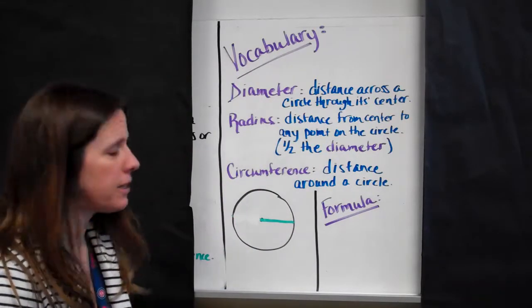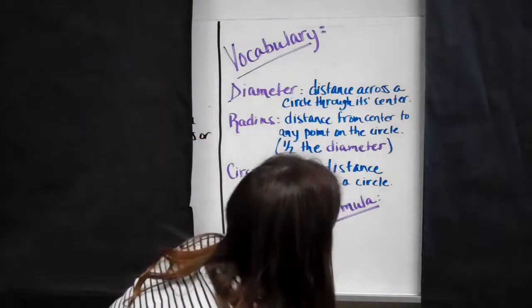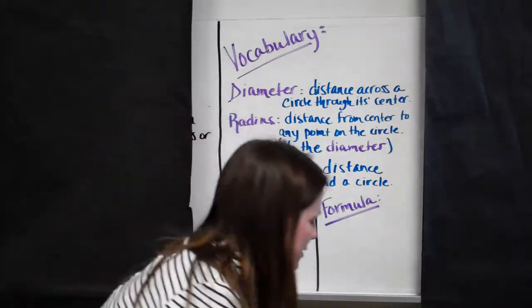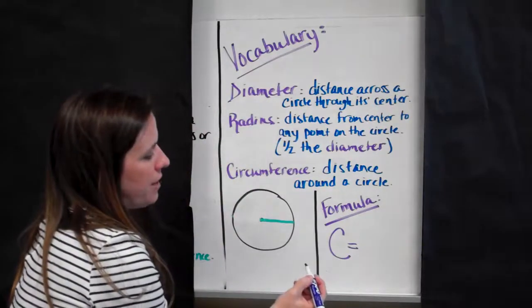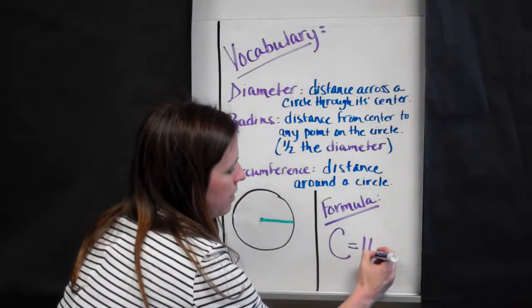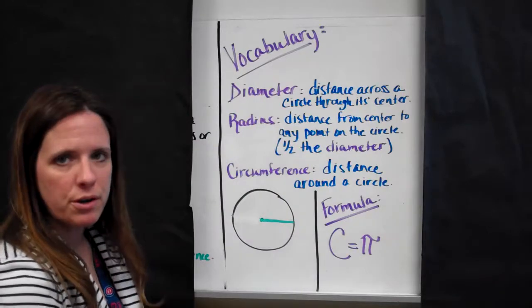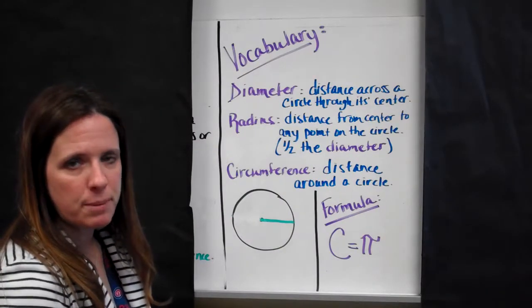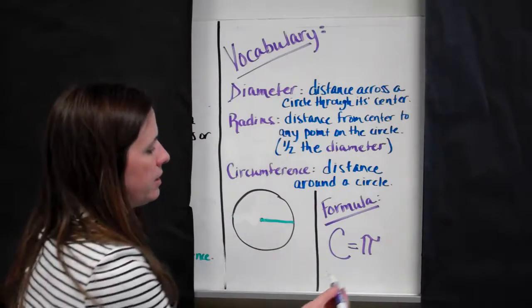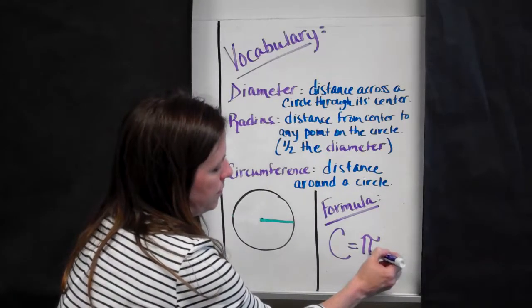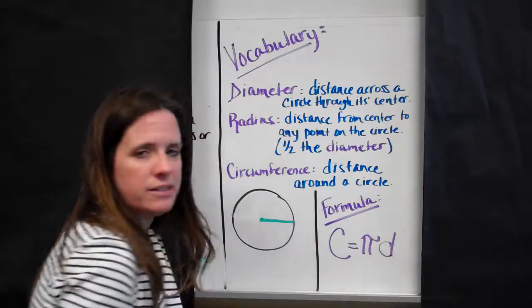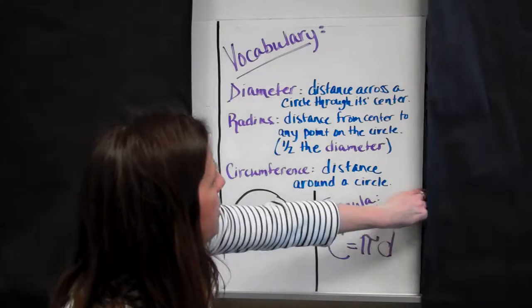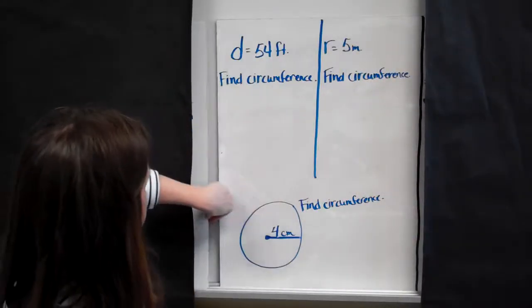We have a formula that you're going to use to find circumference, and you're going to use a capital C for circumference. To find it, we're going to take pi, which is 3.14, but you're going to use the pi key on your calculator when you calculate this, and you'll hit the pi key times diameter. So circumference is pi times diameter. Let's look at how that works in a few problems.